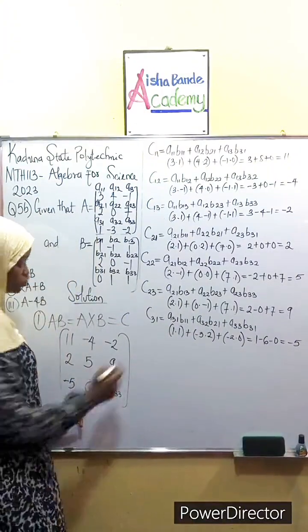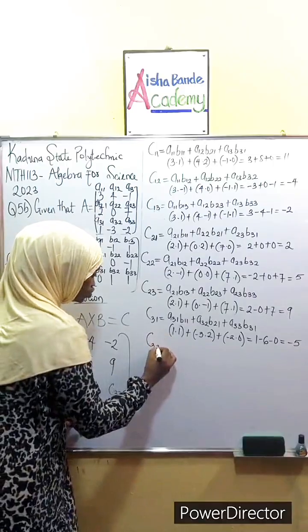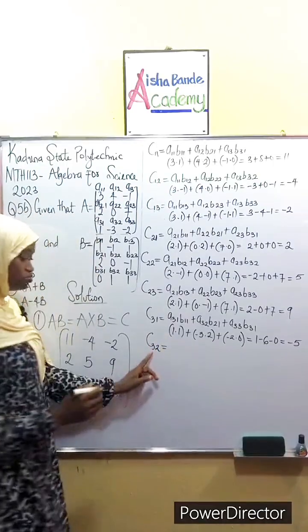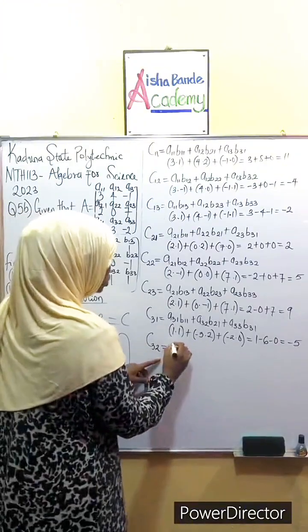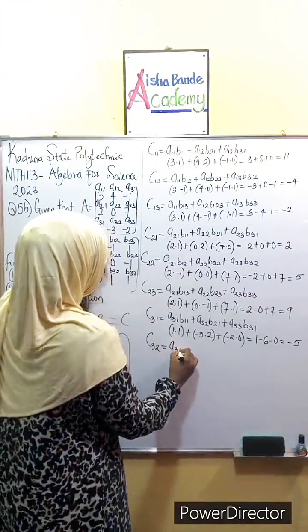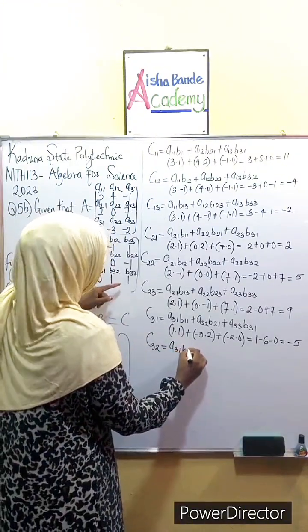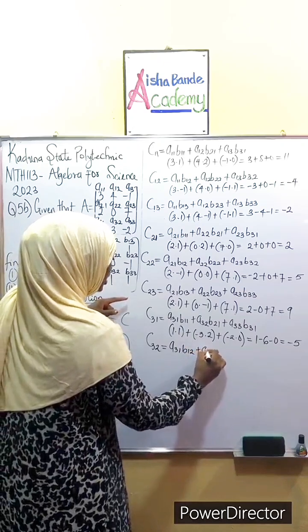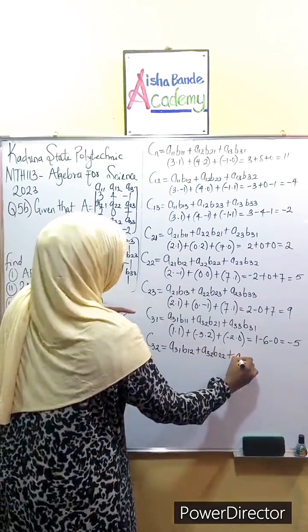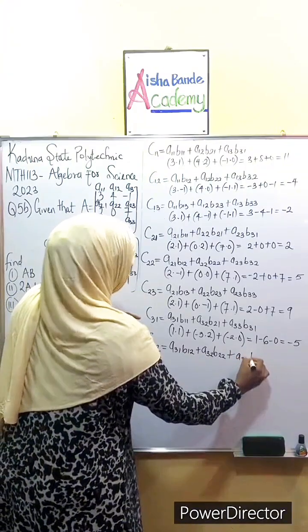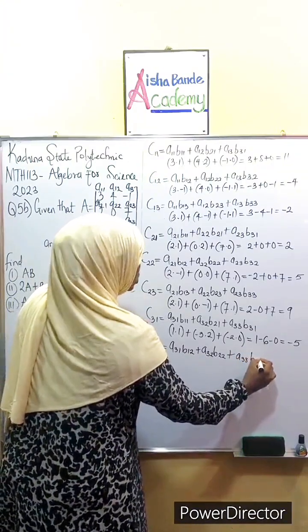So moving on to the next one, which is C32. So our C32, third row on matrix A, second column on matrix B. So this is going to be A31, this is the second column, B12 plus A32 B22 plus A33 B32.